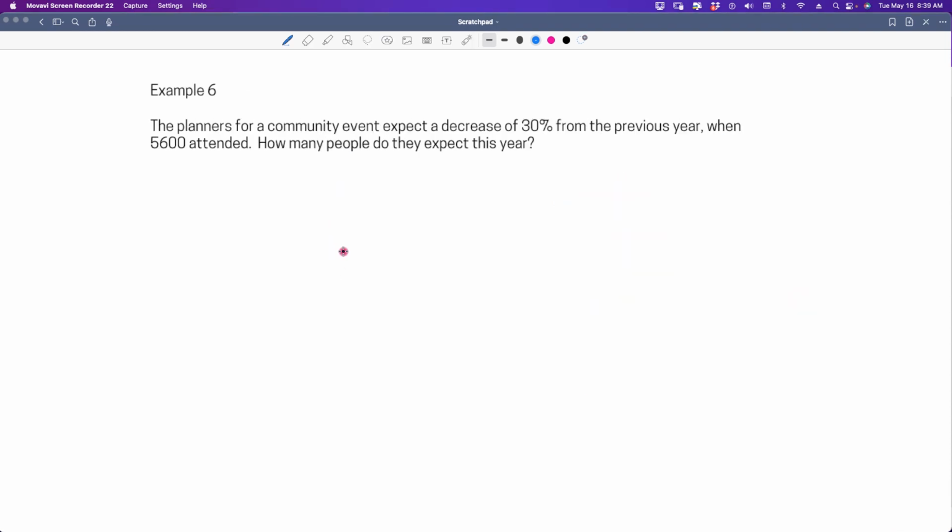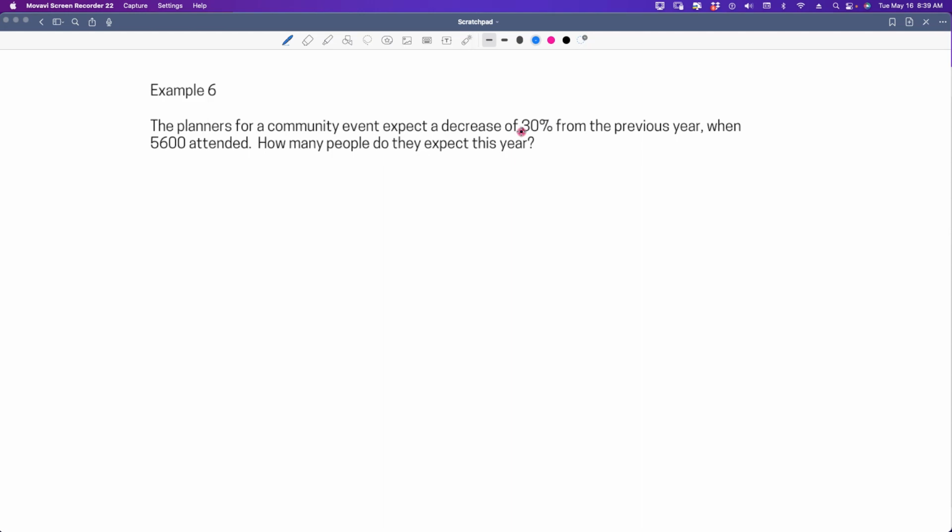In example 6, it says the planners for a community event expect a decrease of 30% from the previous year when 5,600 attended. How many people do they expect this year? In this problem, we're given the percent of decrease and our base, so we can do a straight multiplication to find our answer. But first we have to figure out how many they expect for this year.